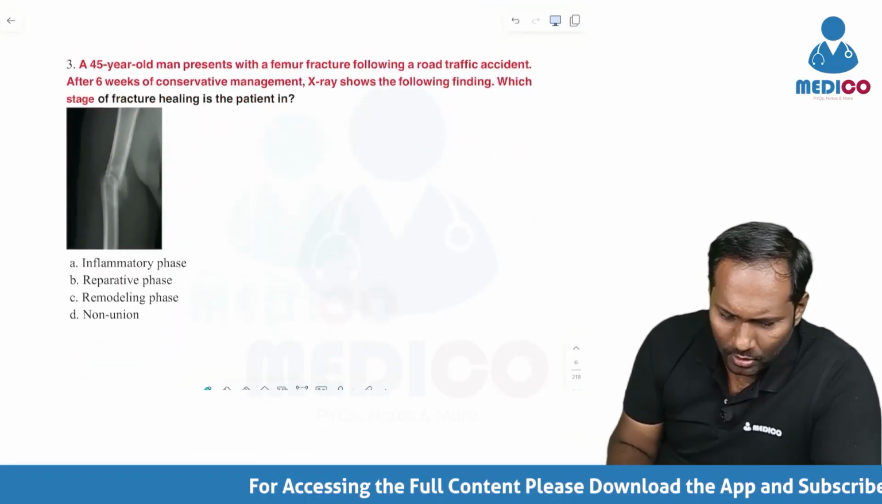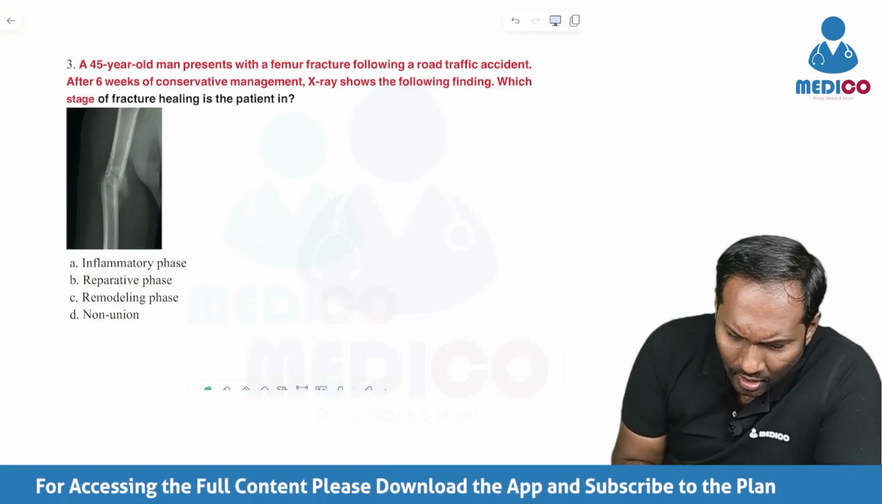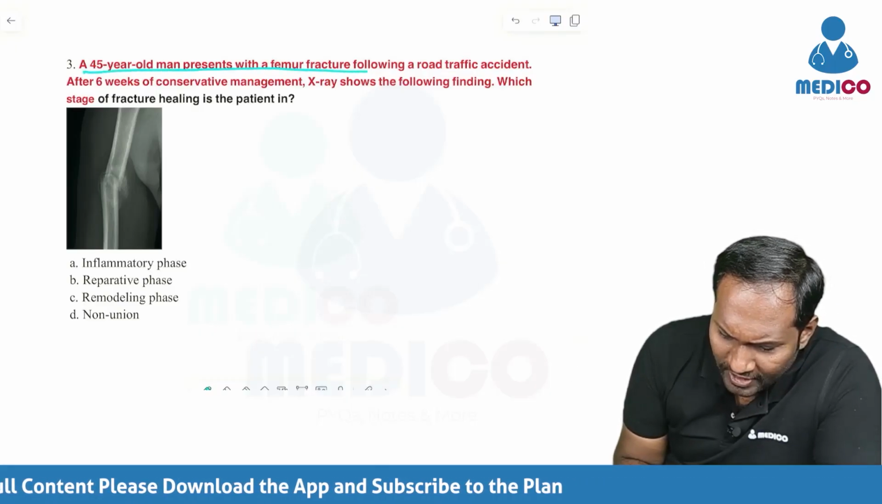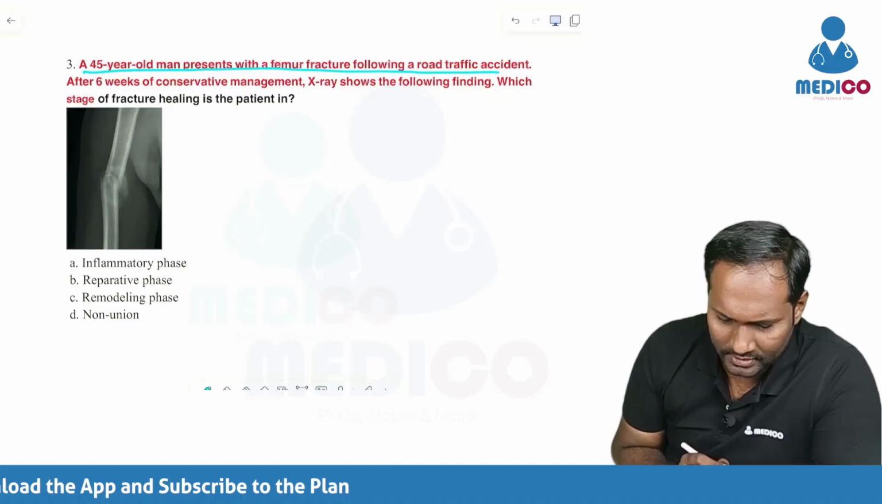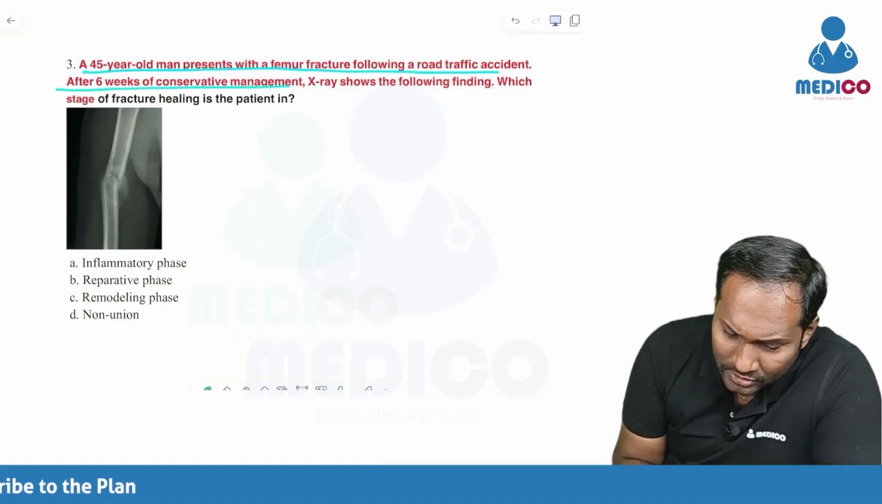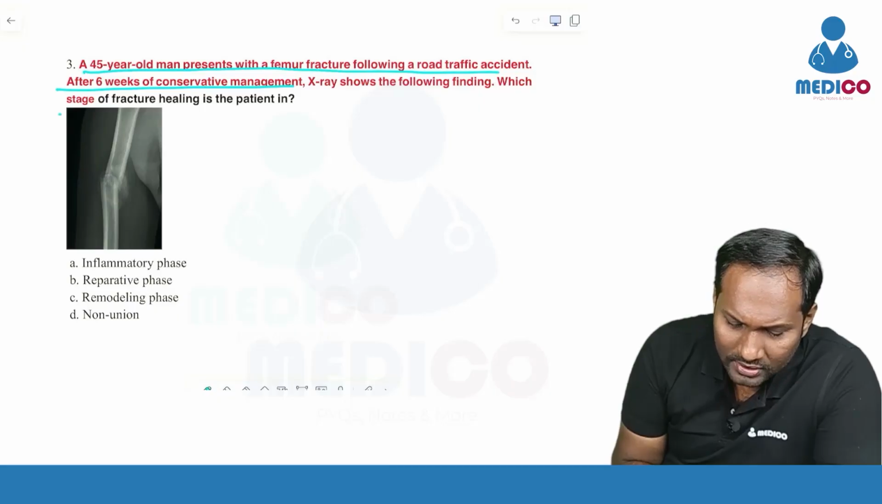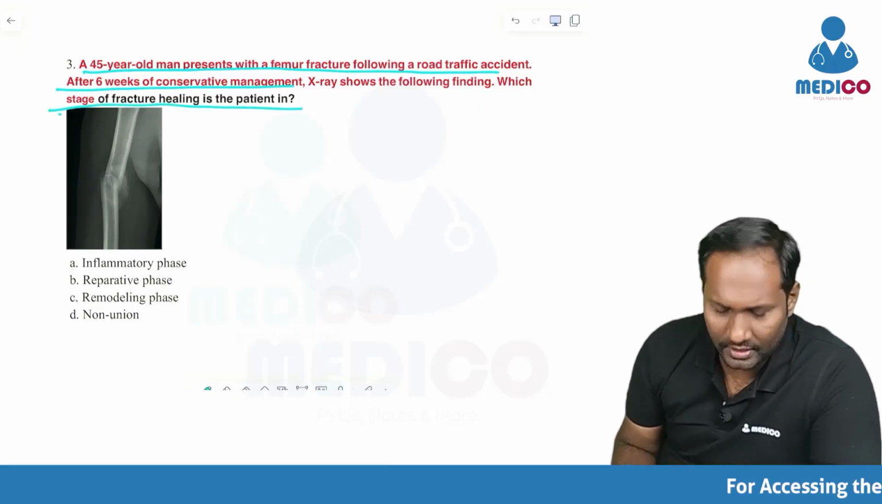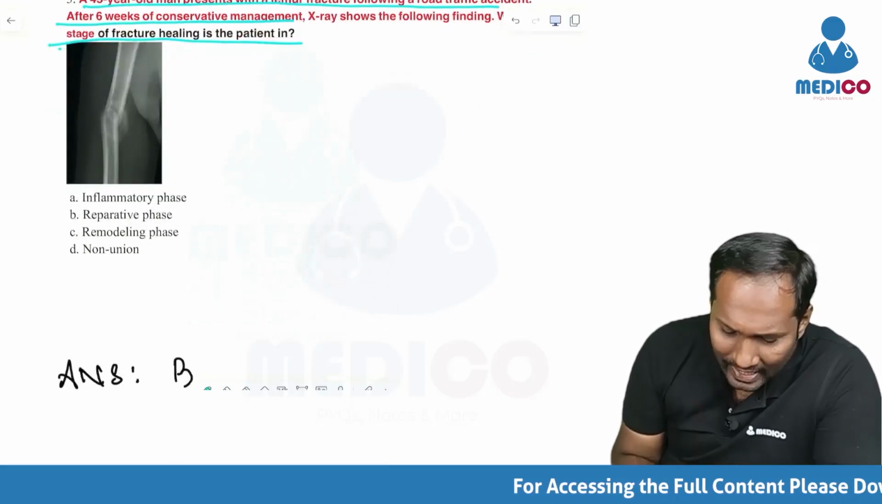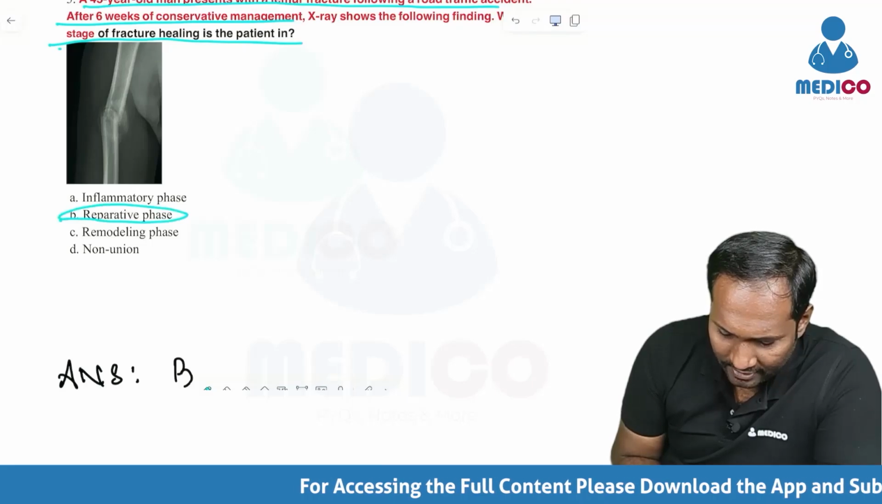All right, look at this question also. A 45-year-old man presents with a femur fracture following a road traffic accident. All right, after 6 weeks of conservative management, x-ray shows the following finding. What stage of fracture healing is the patient in? Okay, the answer for this question is the reparative phase.